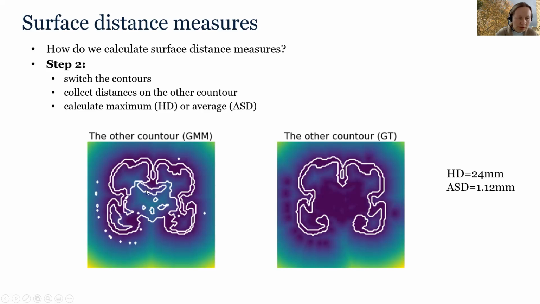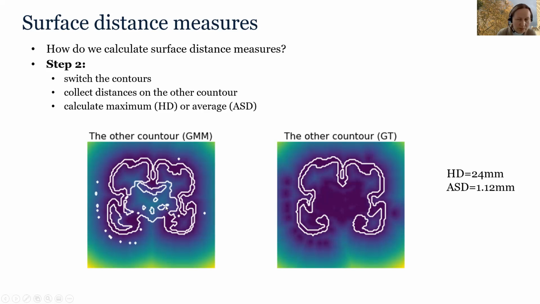And of course, we'll do that for both cases, and then take the maximum of an average of the two values. So you can see that for this example, we have a 24 millimeters Hausdorff distance, which is quite large. But it does make sense because you see, for example, these contours here are very far from the ground truth surface, right? So we can see some high values here, or the ones in the background as well.